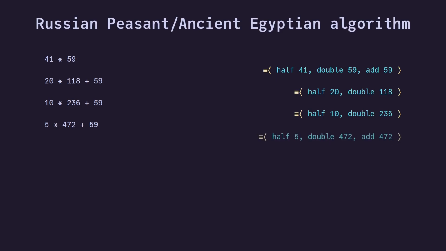Now 5 is an odd number, so we halve 5 to get 2. We double 472 and we also add 472. So 2 into 944 plus 472 plus 59. Now doubling 944 will give us 1888. The 472 plus 59 will get copied. Now adding this, we get 2490.